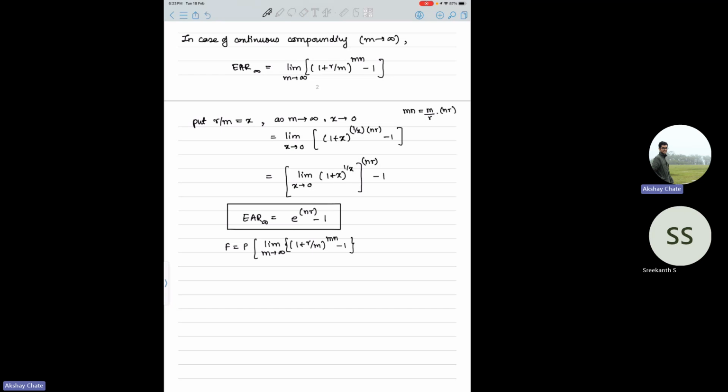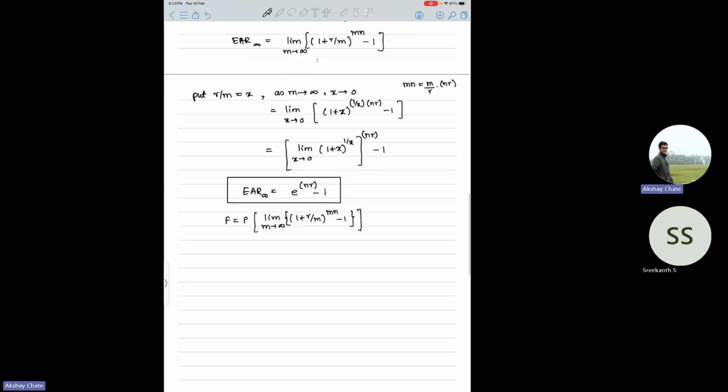This is your f, if I'm not wrong. Yeah, and since we calculated this, I'll put f subscript infinity so that you understand this is a future value when you are doing continuous compounding. So in that case, it will be nothing but P into e to the power nr minus 1.